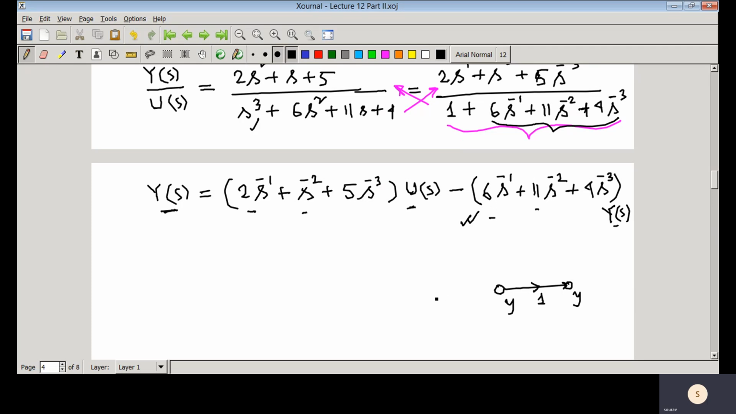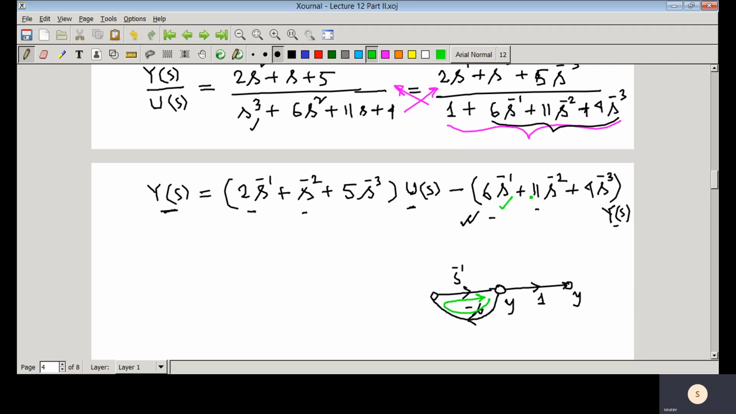Then you can see here that if you just multiply with s to the power minus 1, and if you just make that feedback loop here, that is minus 6. So if I write minus 6 here, you can see here this y equal to minus 6 into s to the power minus 1. So this term is done.